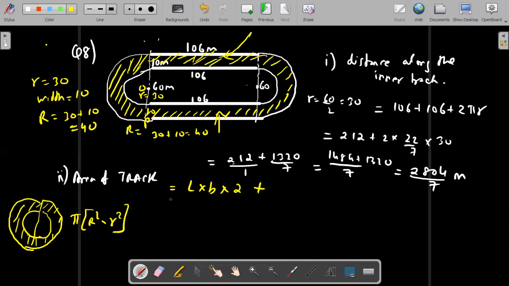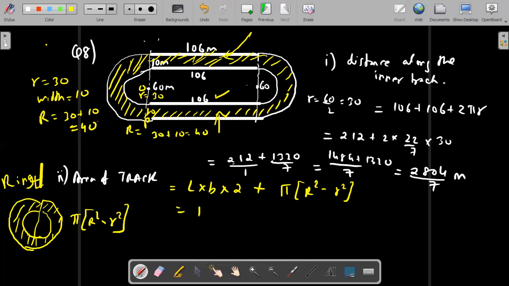When we calculate the shaded region, for the rectangles it is L into B. The length is given as 106 and the breadth is 10. Plus, the tracks on the two ends are semicircular. When they combine together, they form a ring. I have drawn this diagram to explain what a ring is. The two semicircles are combined to form this ring, and the area of a ring is this. So L into B into 2 plus the area of the ring.